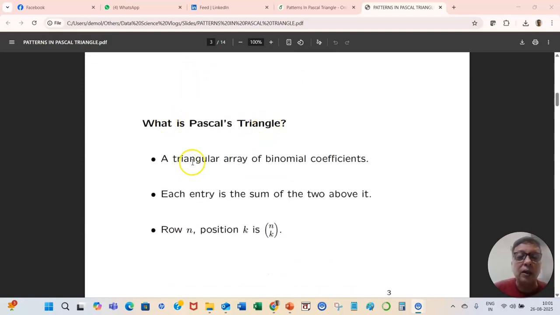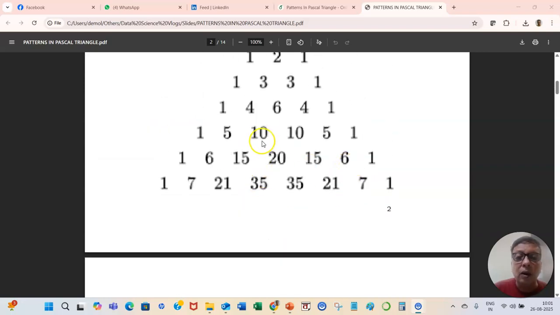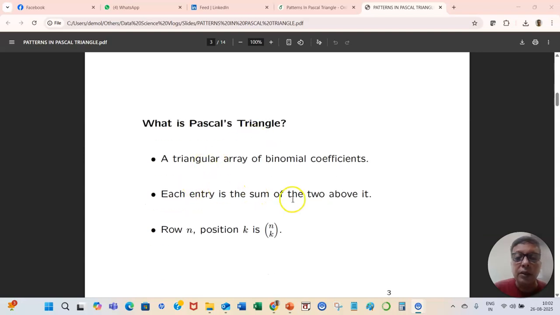What is Pascal's triangle? A triangular array of binomial coefficients. So these are the binomial coefficients nCk. The nth row, kth position has the value nCk, which is a binomial coefficient. Each entry is the sum of the two above it. For row n position k, the value is nCk.